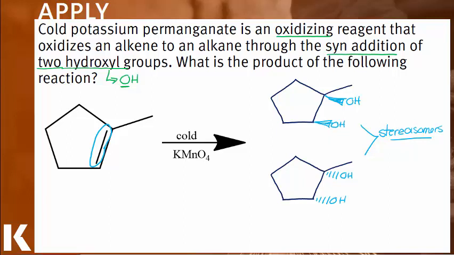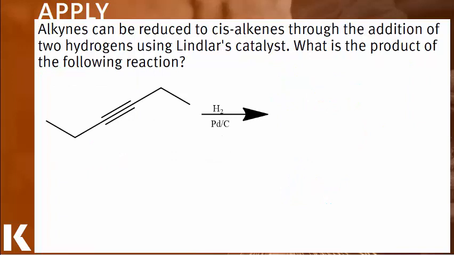Now let's take a look at another example, and this is honestly one of my favorite mechanisms. This is because it's really, really cool how it works. So here we have alkynes can be reduced to cis-alkenes through the addition of 2 hydrogens using Lindlar's catalyst. So this would be an example of a hydrogenation reaction since we will be adding hydrogens to our triple bond. So let's take a look at how Lindlar's catalyst works.